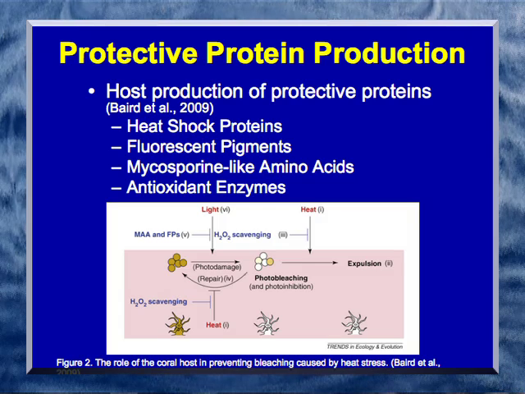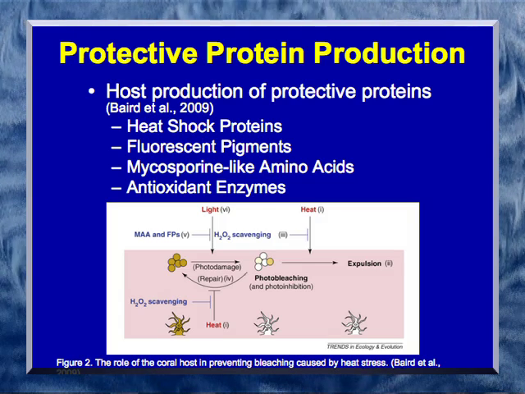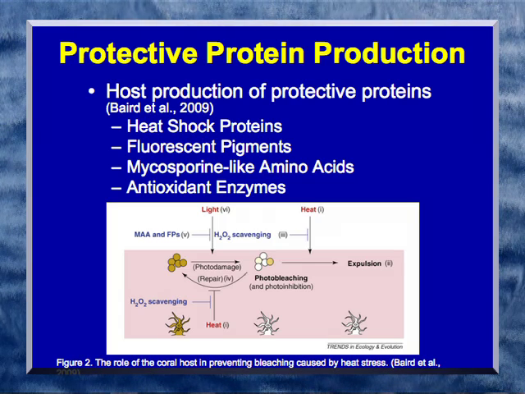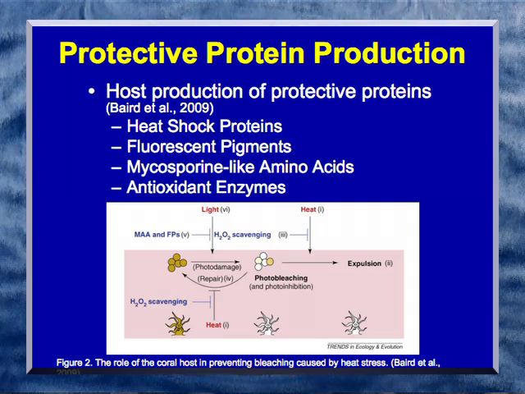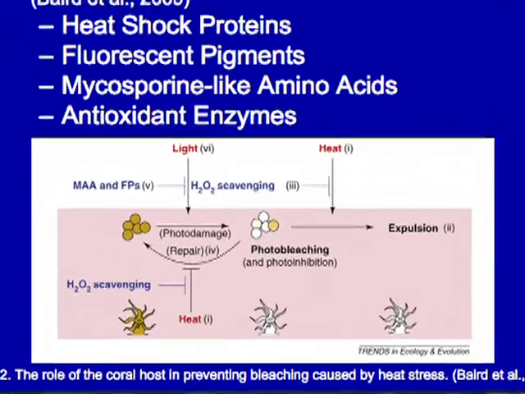And it is essentially that corals will induce a suite of proteins that are protective and try to stop coral bleaching. And some of these proteins are heat shock proteins, fluorescent pigments, mycosporin-like amino acids, and antioxidant enzymes like I mentioned previously. And this is a diagram from Baird et al.